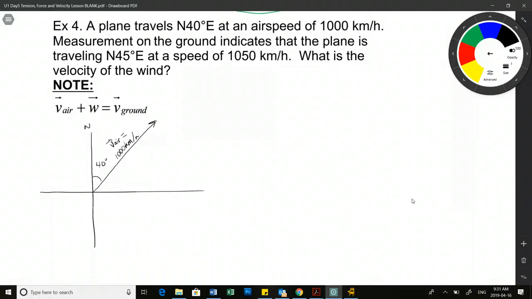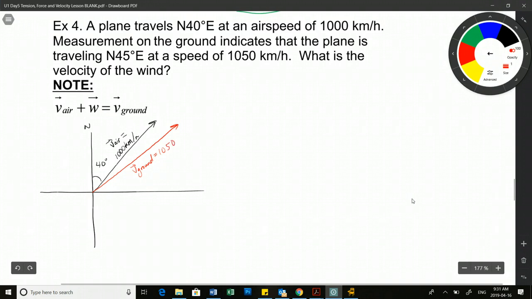Okay? And then I have another vector, which will be actually the resultant vector, which is the velocity that's observed from the ground. And that's saying that I'm about 5 degrees over and just a little bit longer. So velocity ground is 1050. And I know that this little slice in here is actually 5 degrees.